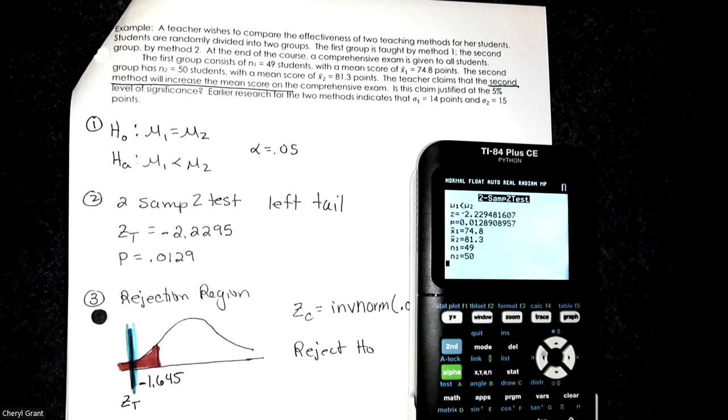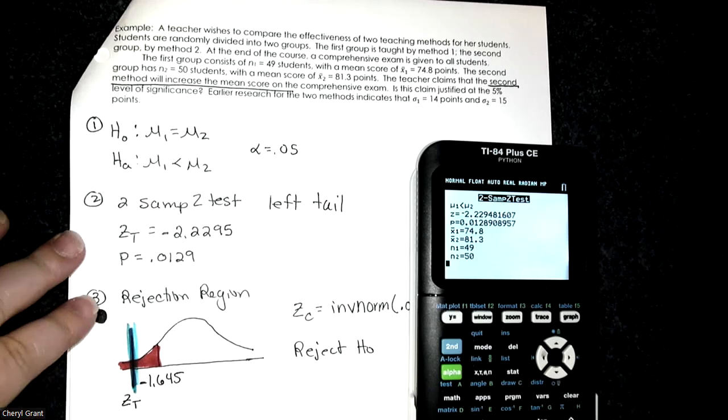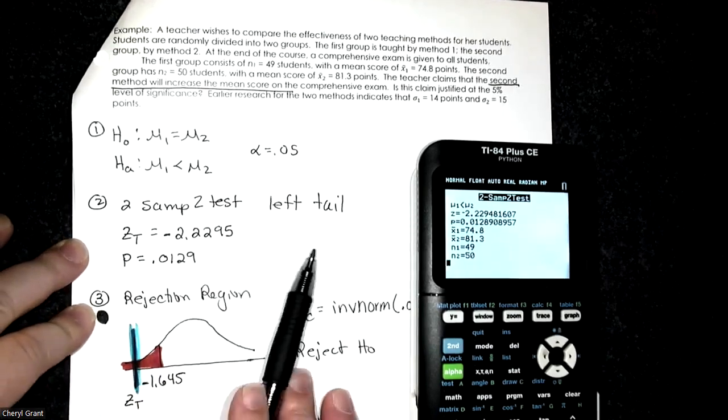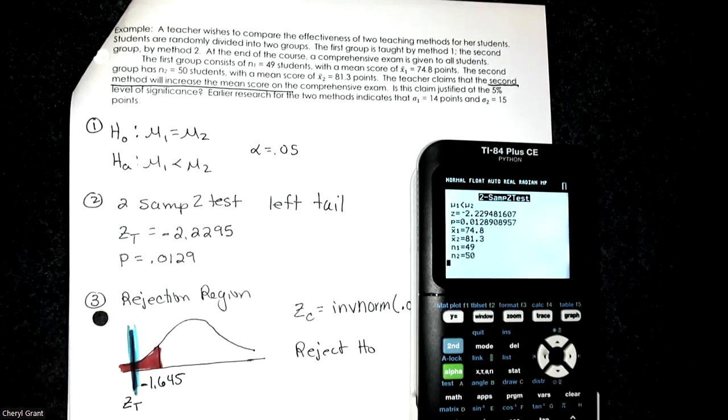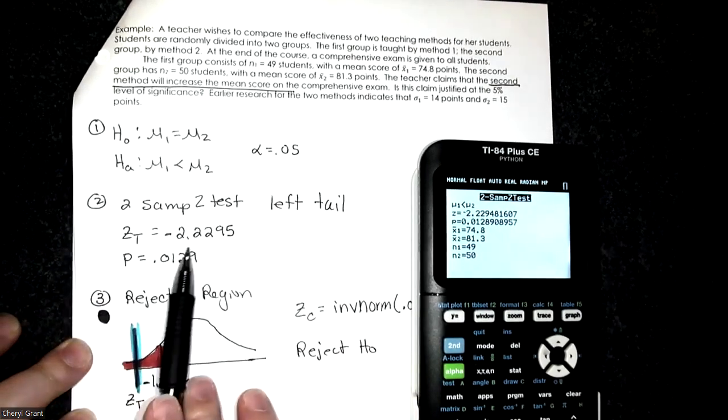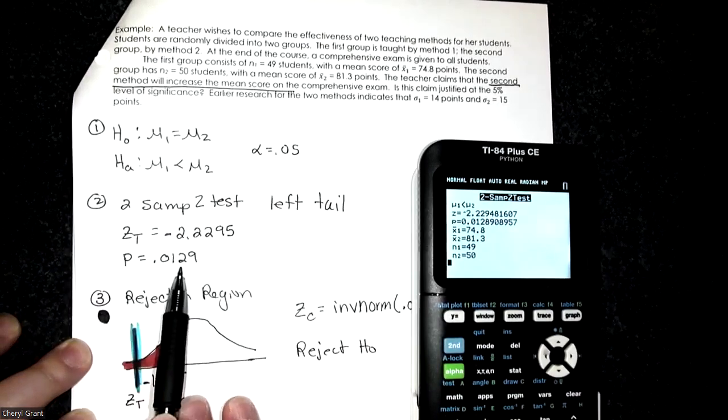Now, when we're doing Z, we don't have to worry about degrees of freedom. We only have to worry about degrees of freedom when we're doing T's, okay? But if we were doing T's here, this is where I would probably write it down, okay? Because I would get it right off the screen here. All right, so here's my test statistic, here's my p-value.